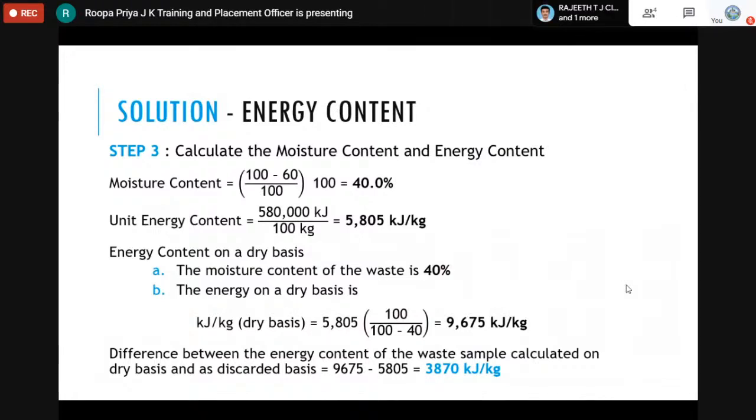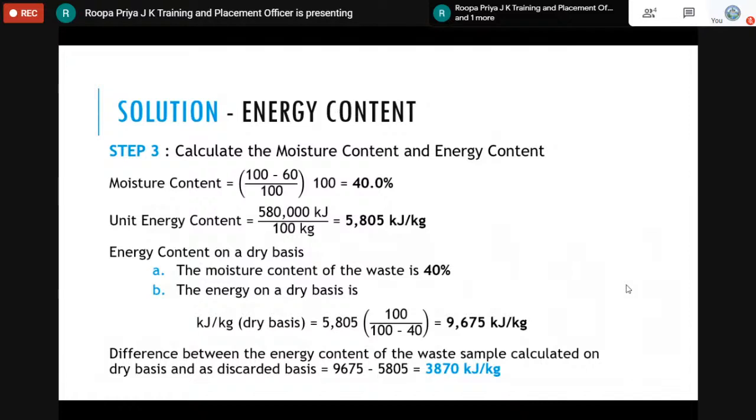The last step is to calculate the energy content on a dry basis. So we have the moisture content as 40%. The energy on a dry basis is calculated using this equation. So the energy in kilojoule per kg on a dry basis is equal to the unit energy content, which you have calculated as 5,805, into 100 divided by 100 minus the moisture content, which is 40%. So that gives you 9,675 kilojoule per kg.